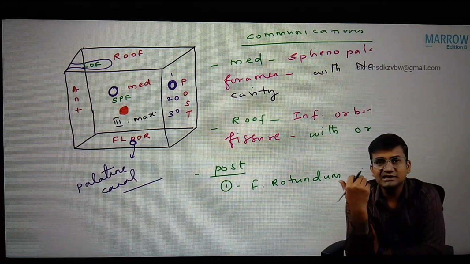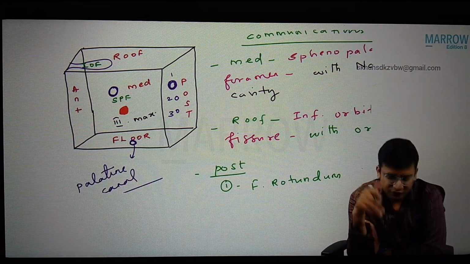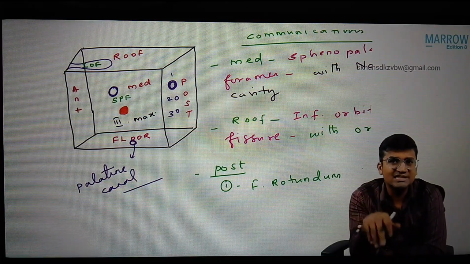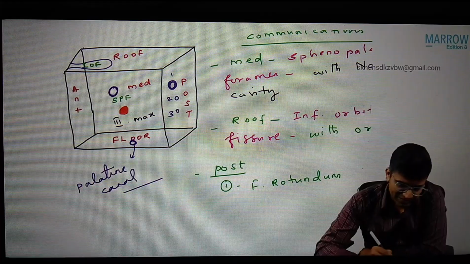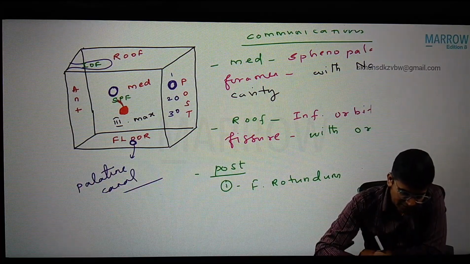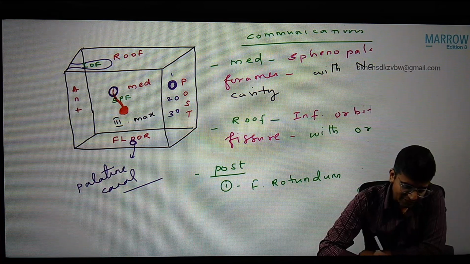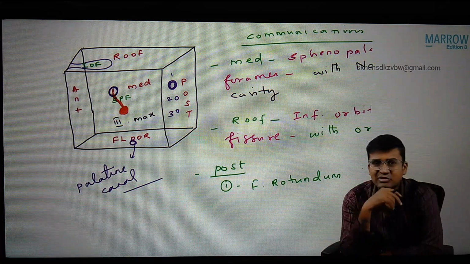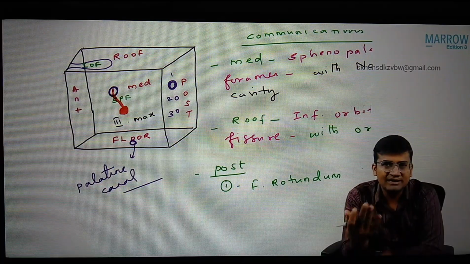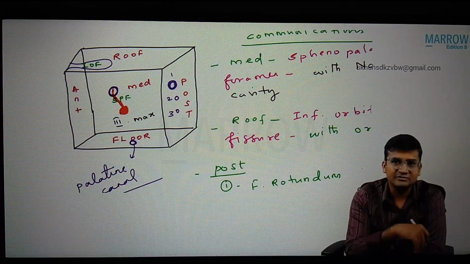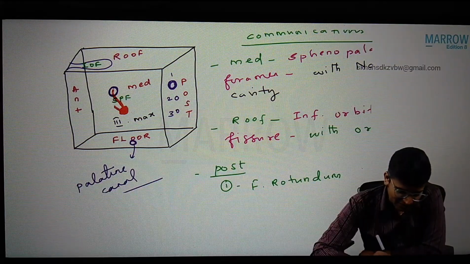Now, the third part of the maxillary artery gives 6 branches. Again, it's not that difficult. If you know these communications, then easily you can write the names of these branches. The third part of the maxillary artery gives one branch that passes through the sphenopalatine foramen. What is the name of the artery? Sphenopalatine artery.